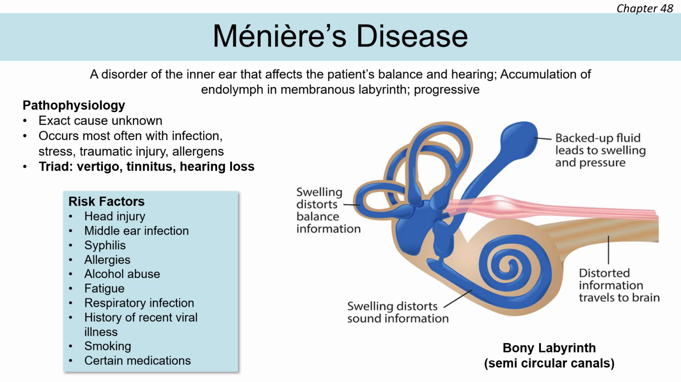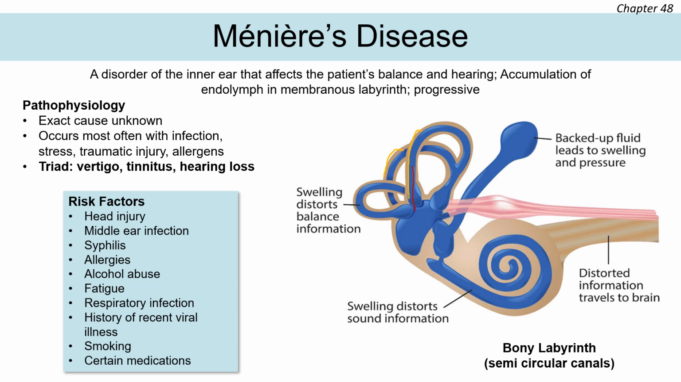This is because they have an accumulation of endolymph in this bony labyrinth here. So we have our bony labyrinth, aka our semicircular canals, and I'm going to describe this to you again. So this blue here is a tube, and it has endolymph inside. Here in the brown, there's also fluid in there called perilymph. So they are separate, and they're supposed to be balanced.